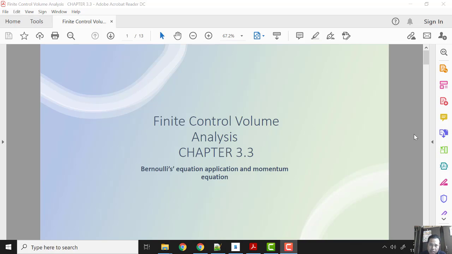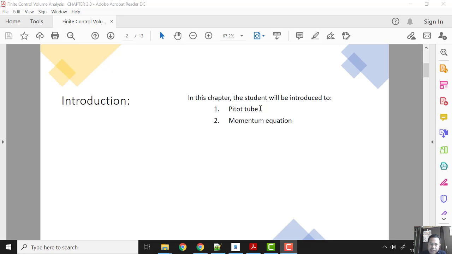Allahumma faqina fidan tawil. Okay, alright, welcome back to fluid mechanics class. Inshallah, today we will continue with the chapter on finite control volume analysis, chapter 3.3. We'll be looking at Bernoulli equation application and momentum equation. This chapter we will be looking at the Pitot tube. The Pitot tube is part of Bernoulli application equipment, and we will be looking at the momentum equation.